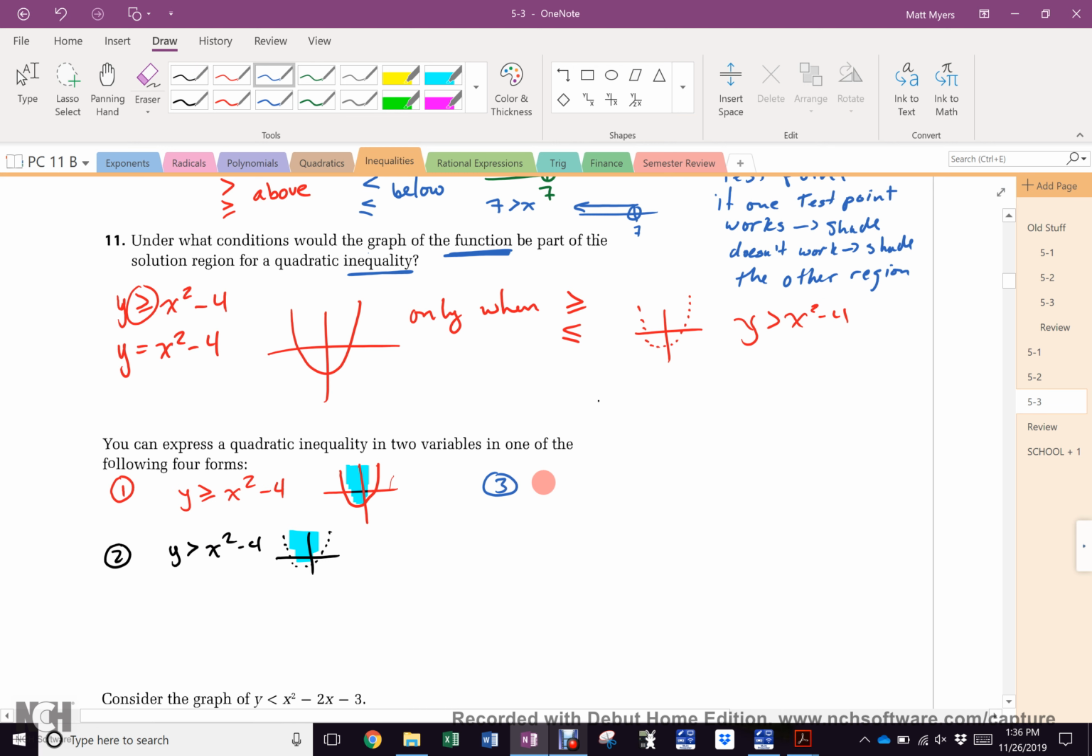3. y is less than or equal to x squared minus 4. What's that graph going to look like? Solid and below. And lastly, y is less than x squared minus 4. What's that one going to look like? Dotted. And where do I shade? Below.